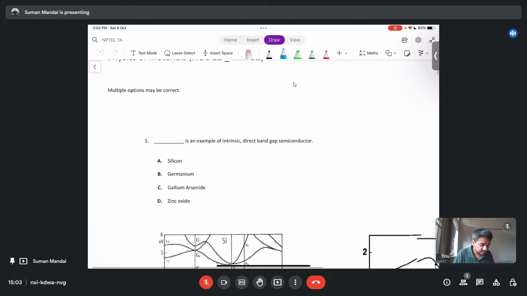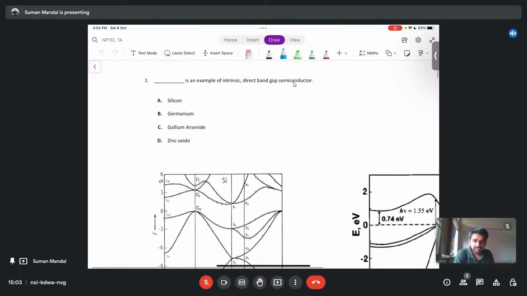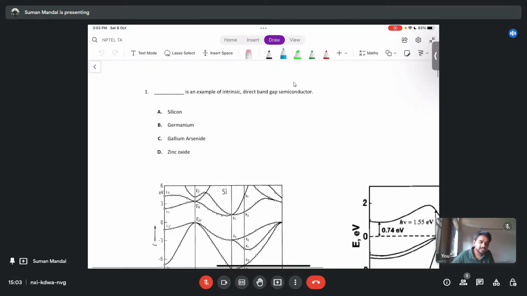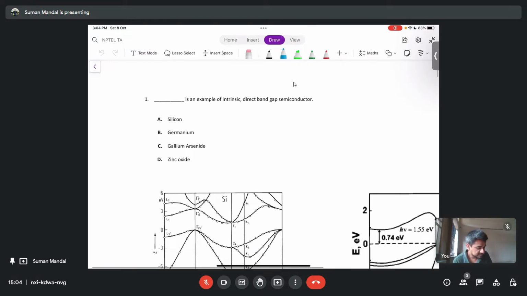The first question is, which of these materials is an intrinsic direct bandgap semiconductor? Silicon, germanium, gallium arsenide, zinc oxide. Gallium arsenide, yes, you're right.